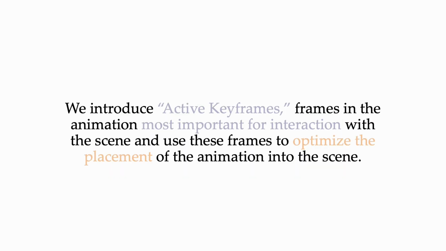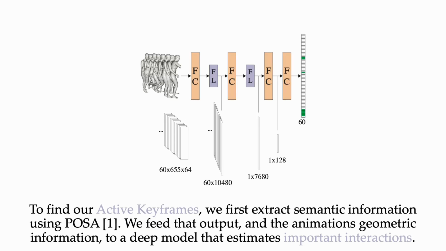As a key component of PACK, we introduced active keyframes, frames in the animation most important for interaction with the scene, and use these frames to optimize the placement of the animation into the scene. To find our active keyframes, we extract semantic information using POSA, and then feed that output and the animation's geometric information to a deep model that estimates important interactions.